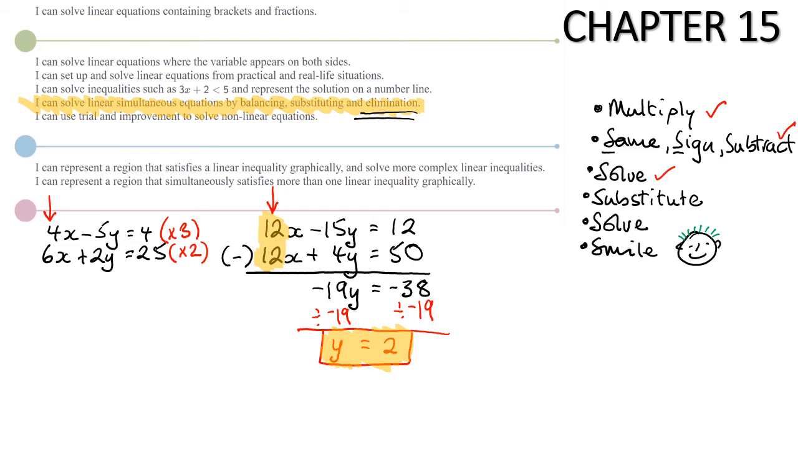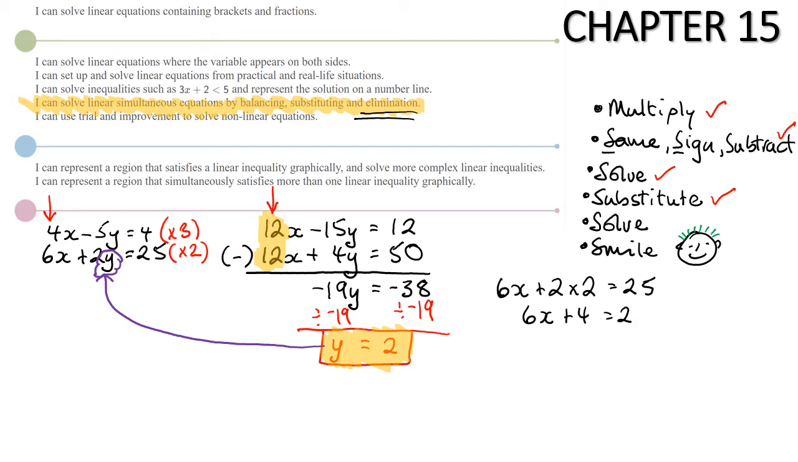Now we're on to the next step where we substitute. I take that value of y equals 2 and I'm going to substitute it here. It doesn't matter which equation I substitute it into, but pick the easiest one. If I substitute it into there, I will have 6x plus 2 times y, which is 2, equals 25. So that's 6x plus 4 equals 25. We're now on to this solve step, so we want to solve this simple equation that we've got.